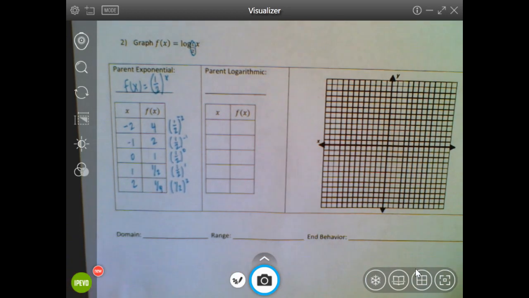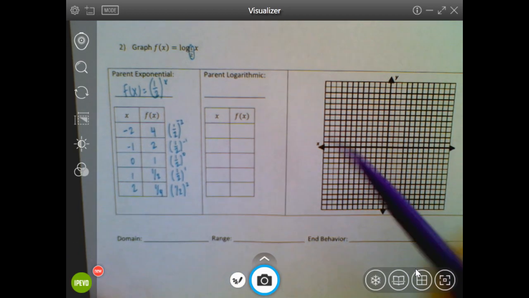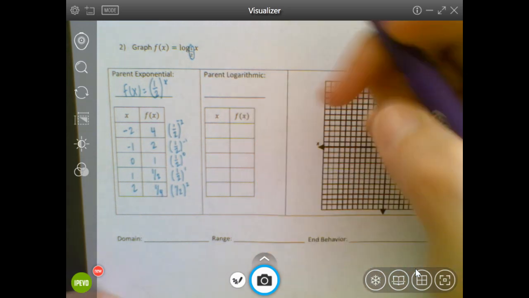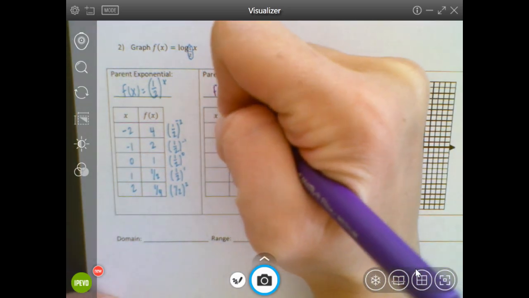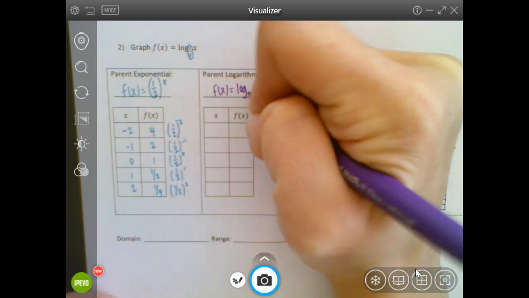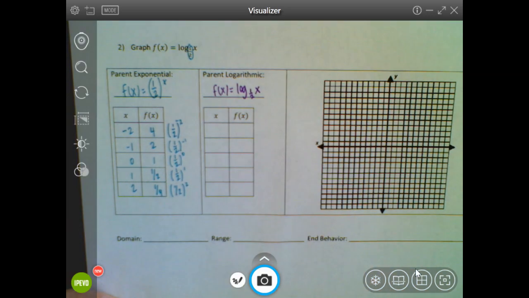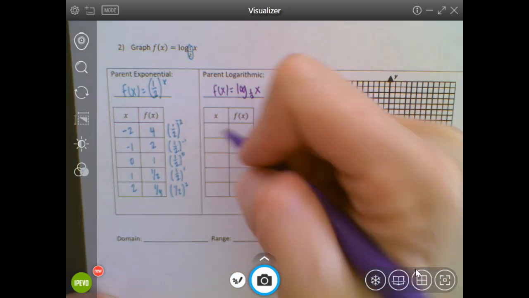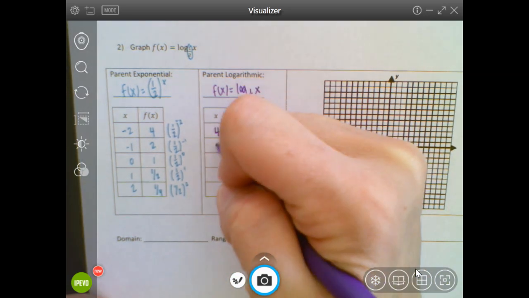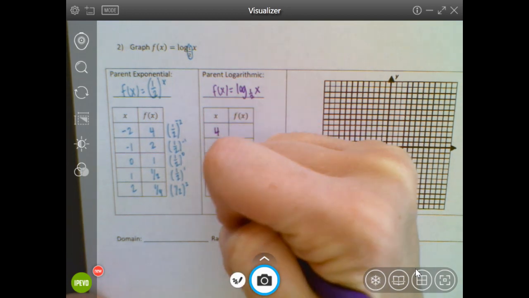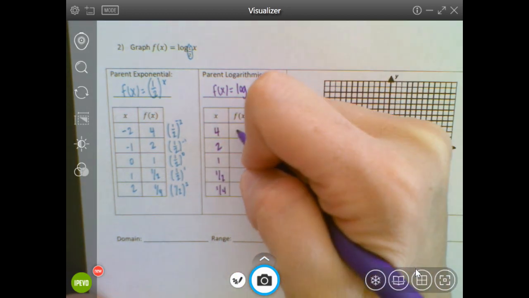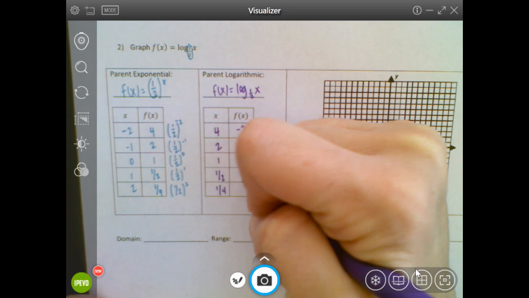And now I'm going to go ahead and switch those to get my parent logarithmic function. And again, the parent logarithmic function is just the one that we have up here. So f of x is equal to log base 1/2 of x. And again, I'm just going to switch these. So my x's are now going to become 4, 2, 1, 1/2, 1/4. And f of x, -2, -1, 0, 1, and 2.